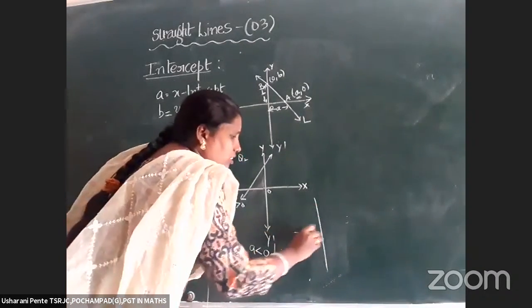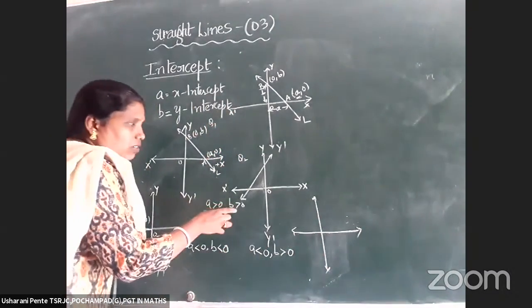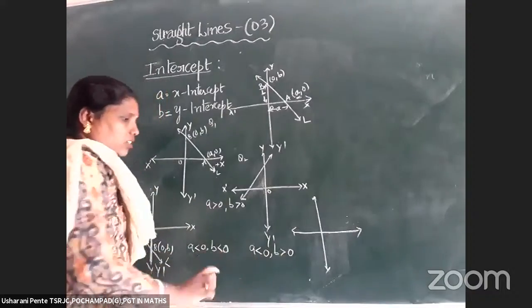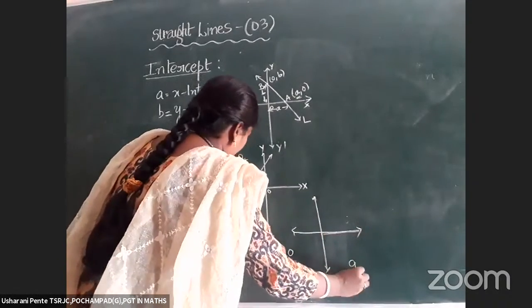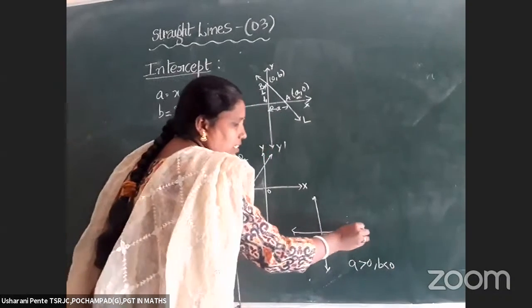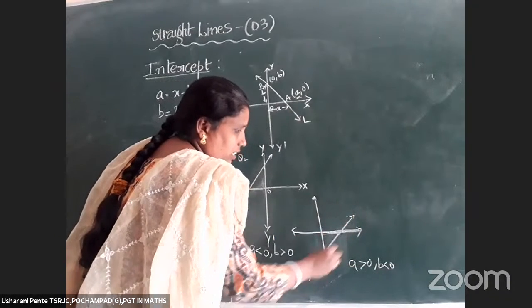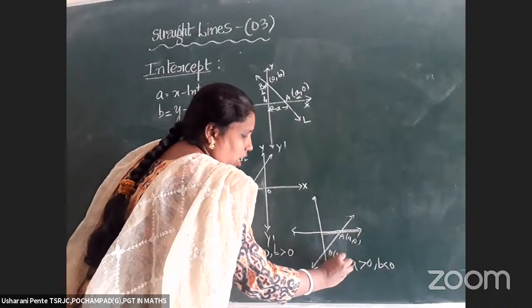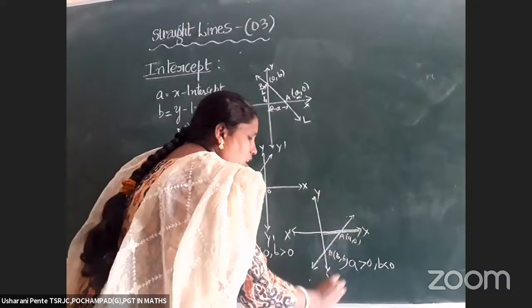And another condition for this: we have taken both as positive, one negative and one positive. And the next one is where A is greater than 0 and B is less than 0. A is positive here and B is less than 0. Then the line will be here. That is A comma 0 and 0 comma B. Here it is the x-axis and this is the y-axis.